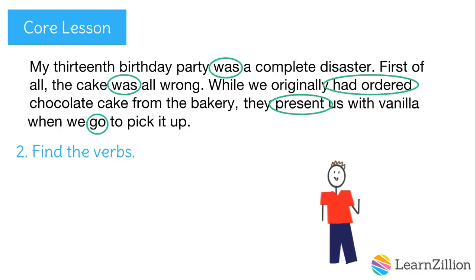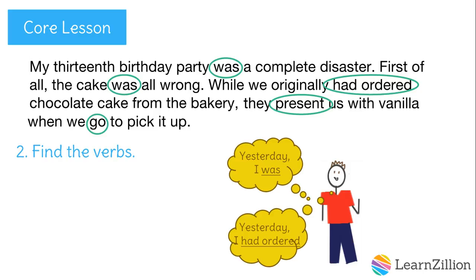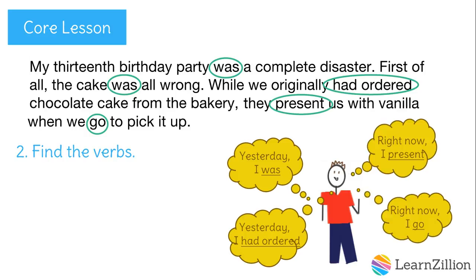So was is a past tense verb, because I can say, yesterday I was. We want to be writing in the past tense, so we don't need to change anything here. Had ordered is past tense as well. Yesterday I had ordered. I notice a problem here with the next two verbs, present and go. These verbs are in the present tense, and I know this because it doesn't make sense to say, yesterday I present, or yesterday I go. I would have to say, right now I present, and right now I go, indicating that these are in the present tense.